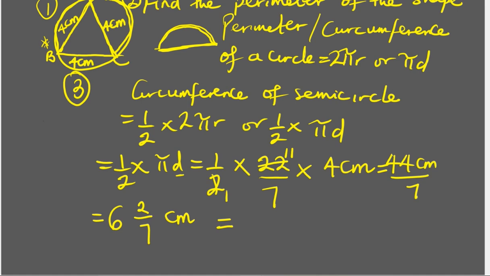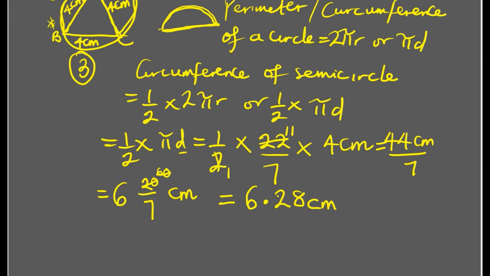If you are to convert it to a decimal number, 7 into 2 is impossible. We have a point, so you add 0 here because of the decimal point. 7 into 20, 2 times 7 is 14. We are left with 6. 7 into 6 is impossible, but because of this decimal point, we can put 0 beside it. 7 into 60, that's 8, because 7 times 8 is 56. If we continue like that, we will continue to have a particular number that is recurring. So we can stop at two decimal places, which is 6.28 centimeters.